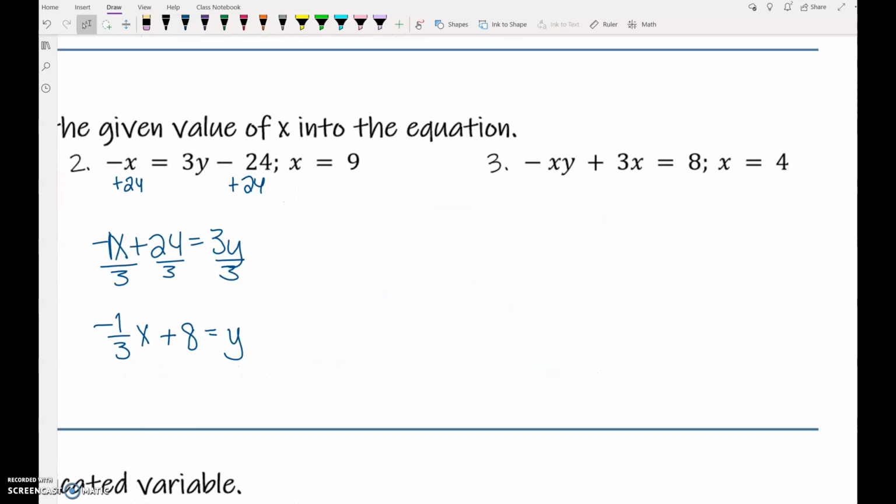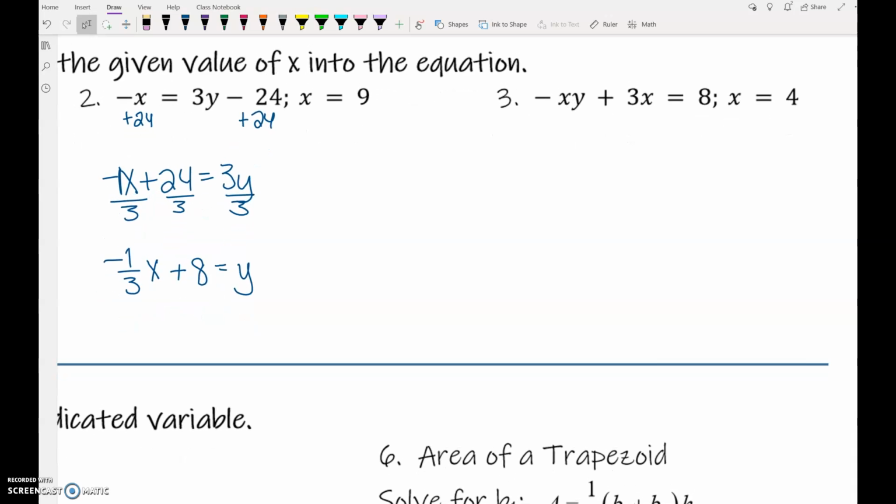I do want to go through number 3 with you fairly quickly because it's just a little bit weird with this negative xy in there. We want to get the y term by itself. So we still want to get that term by itself first. We would subtract 3x on both sides.